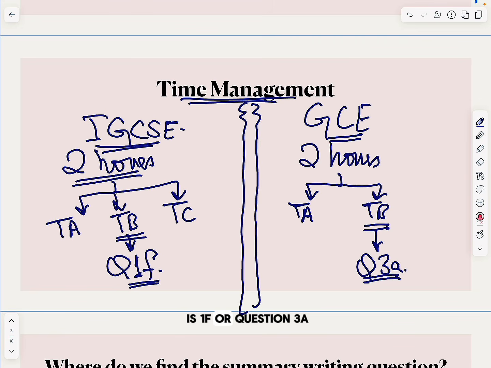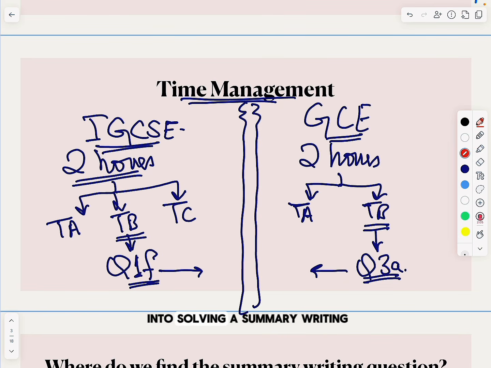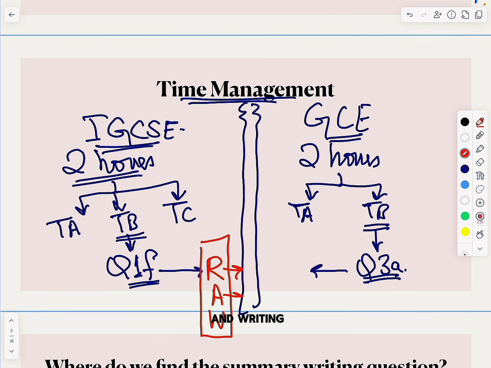Regardless of whether this is 1F or question 3A, I would like to point out that the way that you're going to solve this and the time that you're going to spend on each of them is more or less the same. What do I mean by that? There is a 3-step process that goes into solving a summary writing question. We call it reading, annotation, and writing. So you can remember this by the acronym RAW, which is reading, annotation, and writing.